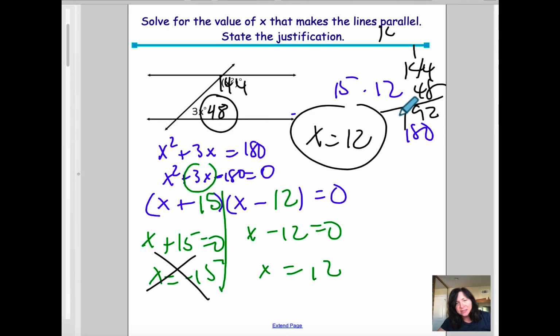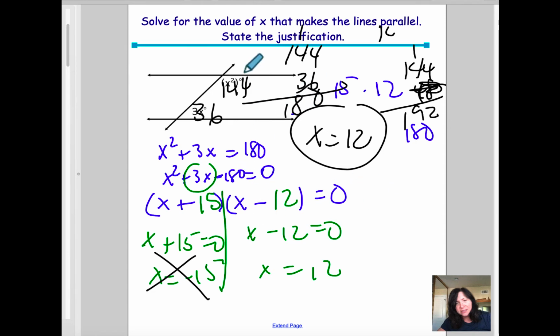Oh, I know why it's not true. Because 12 times 3 is not 48. 12 times 12 is 144 for sure, but 3 times 12 is 36. So definitely not 48. If I go 144 plus 36, I get 180, check. Therefore, J is parallel to K.